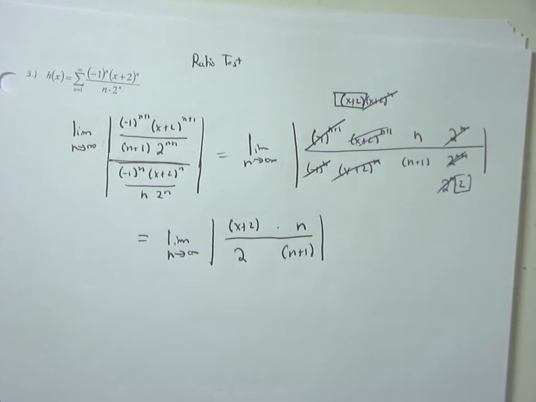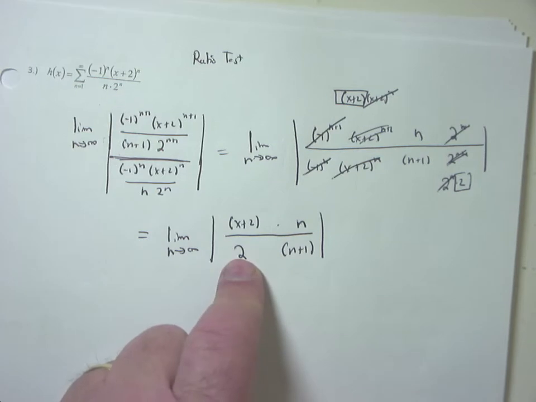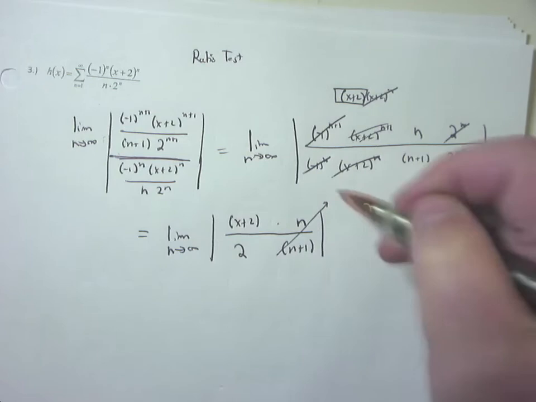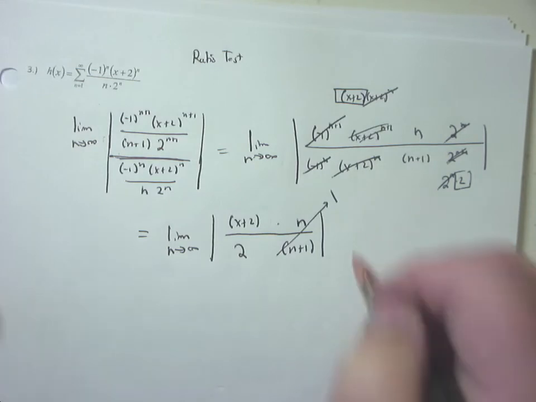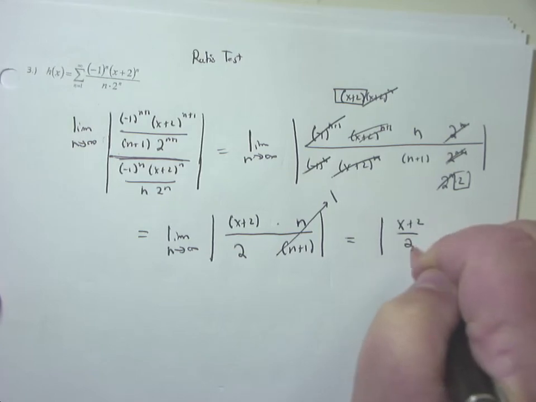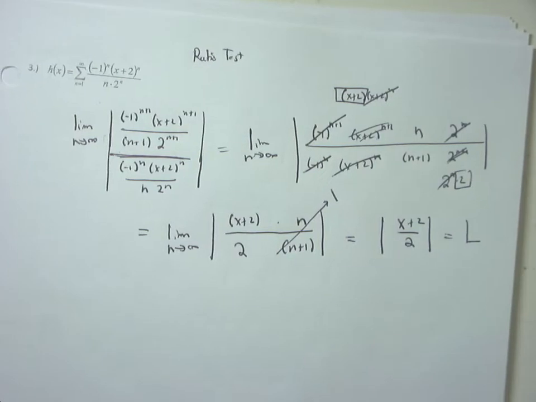Now, what's going to kill these guys off is to take your limit as n approaches infinity. The x plus 2 divided by 2 doesn't have an n anymore. Leave those guys alone. The n divided by n plus 1, you've seen that before. What is n divided by n plus 1 when you take the limit as n approaches infinity? 1. L'Hopital's rule it, or degree of the top, degree of the bottom, your choice, but you get 1. So you're left with the absolute value of x plus 2 divided by 2. This is your L from the, quote, ratio test.